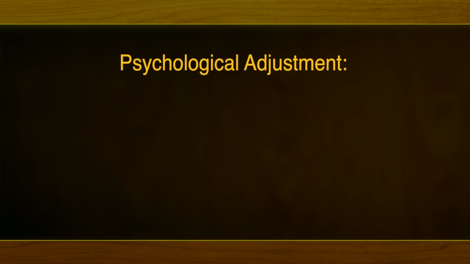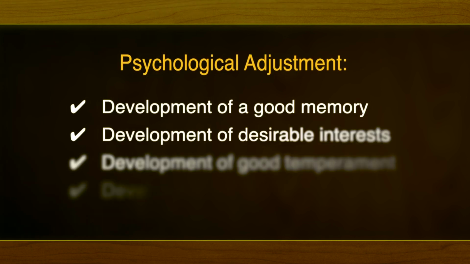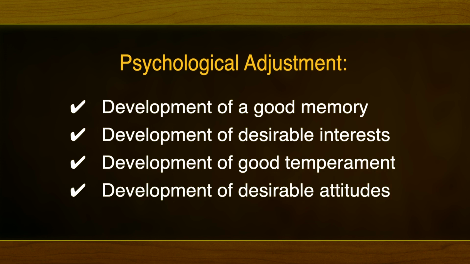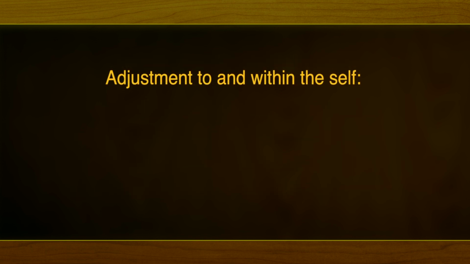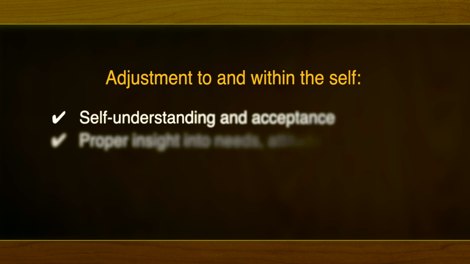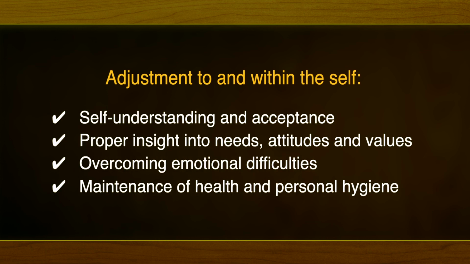Second is psychological adjustment. It is development of a good memory, development of desirable interests, development of good temperament, development of desirable attitudes. Now, adjustment to and within the self. Self-understanding and acceptance. Proper insight into needs, attitudes and values. Overcoming emotional difficulties. Maintenance of health and personal hygiene.